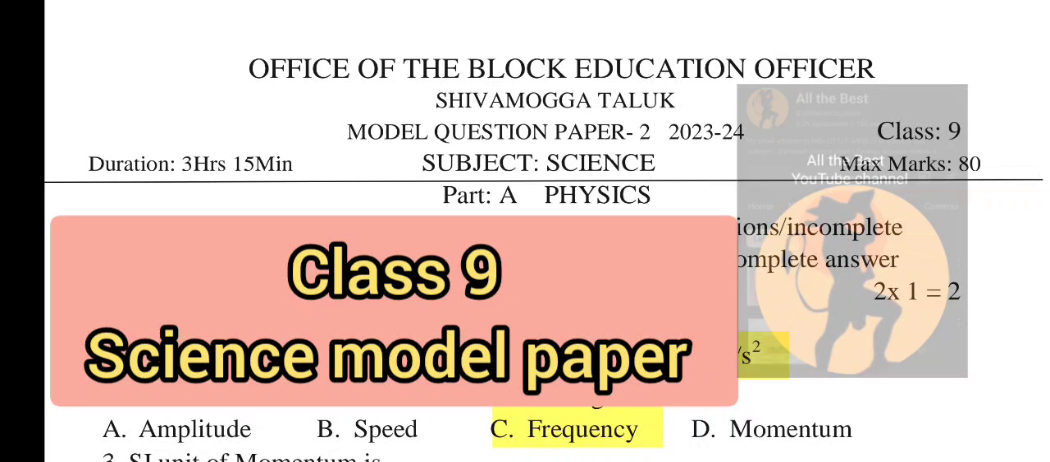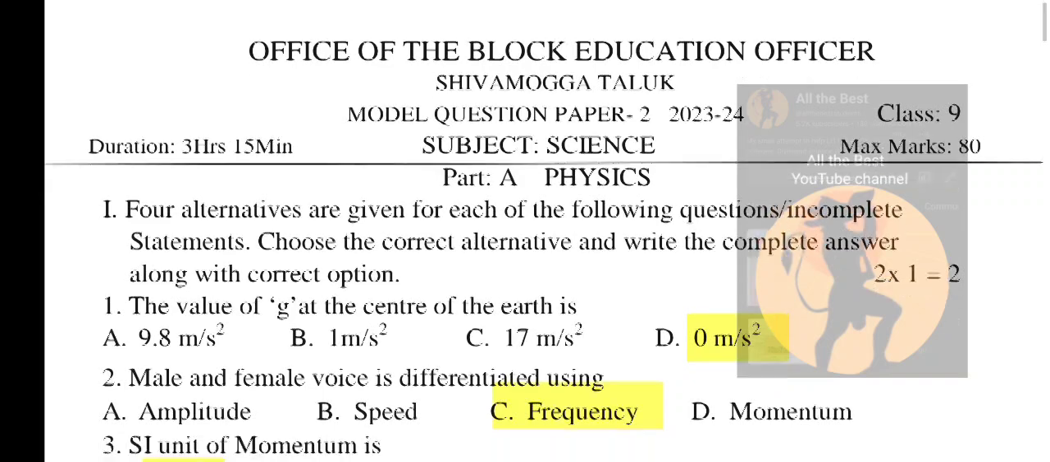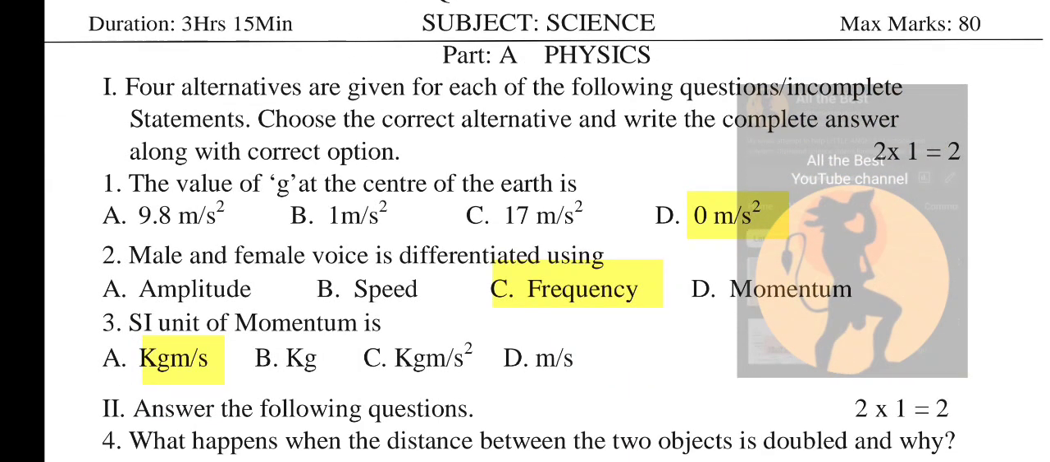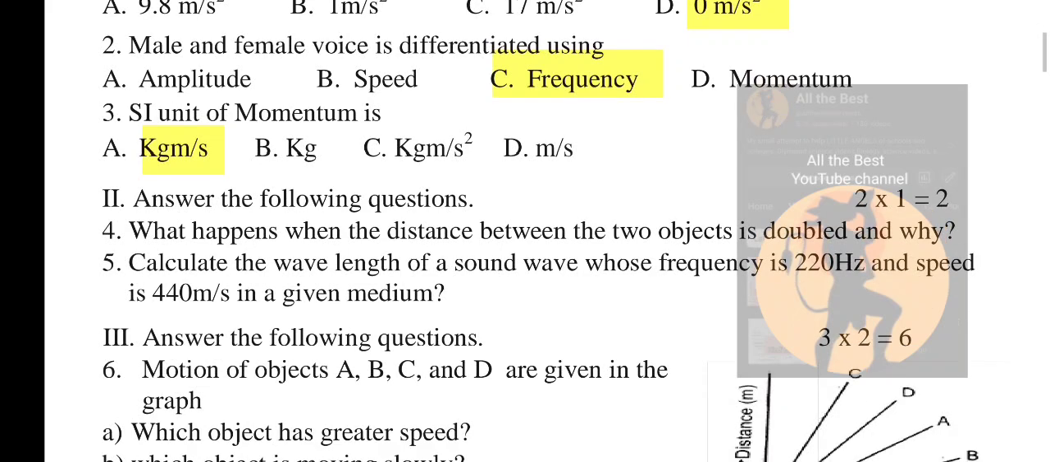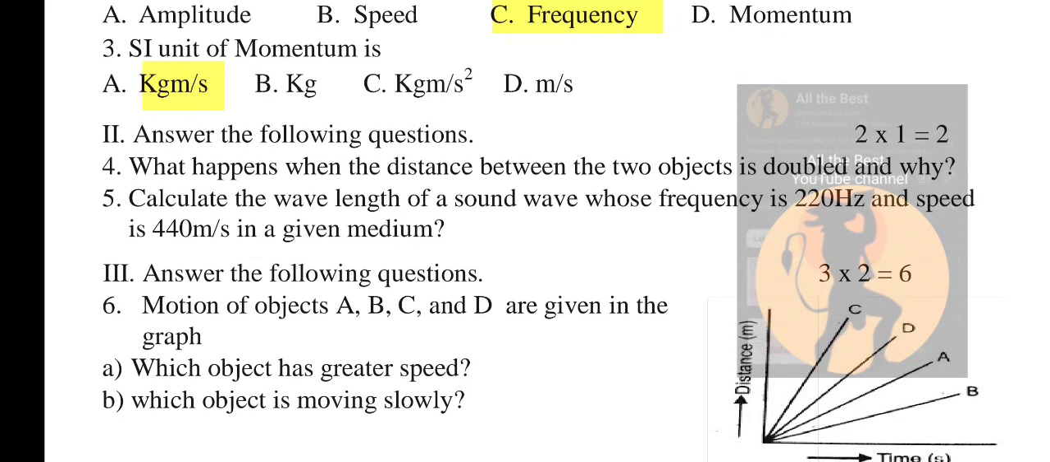Block Education Officer, Shimoga Taluk, Science paper for class 9. The first question: the value of g at the center of the earth is 0 m/s². The second: male and female voices are differentiated using amplitude, speed, frequency, momentum. It is frequency. The SI unit of momentum is kg m/s.